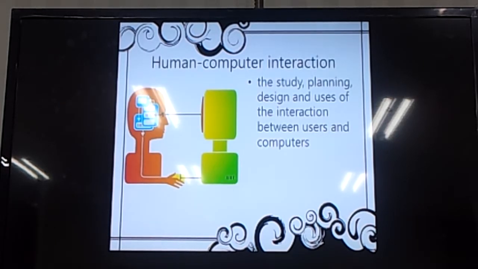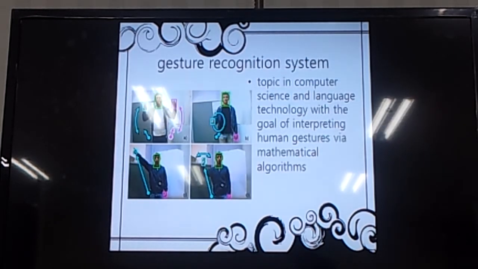First, human-computer interaction. Human-computer interaction is the study, planning, design, and use of the interaction between users and computers. If you imagine our common communication, it can be easy to understand. We focus not on human to human, but human to computer. Then, why do you use OpenCV for this? You might have seen something like this in a movie.